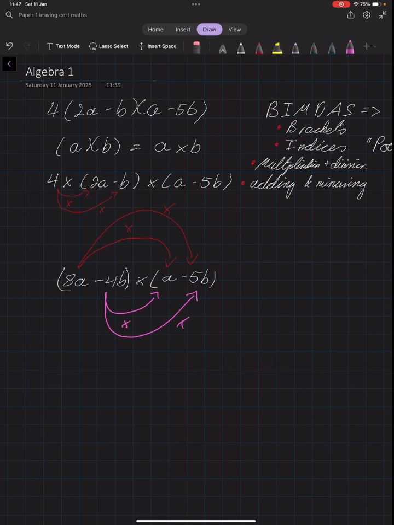Okay? So hopefully that should make sense. Before, I had one number, I multiplied the number by the first term, and then I multiplied by the second term, and I got what I got. Now there are two numbers, so I can just do the exact same thing. I'm going to multiply the 8a by the a, and then the minus 5b, and then I'm going to multiply the minus 4b by the a and by the minus 5b.